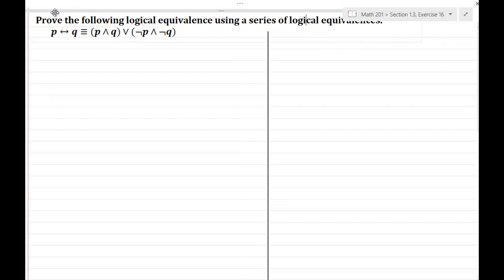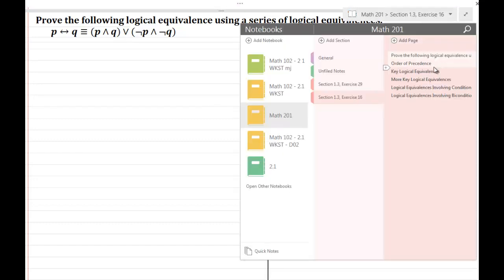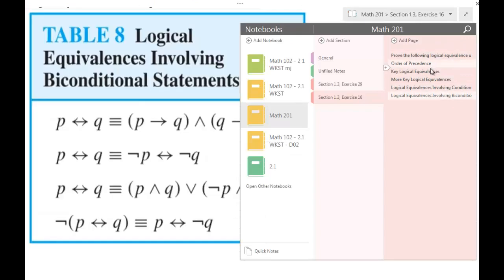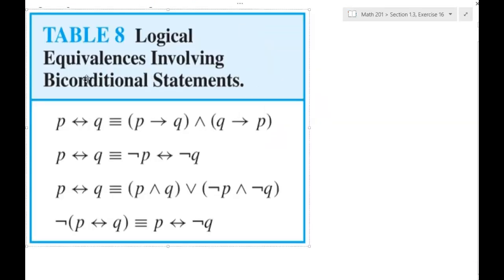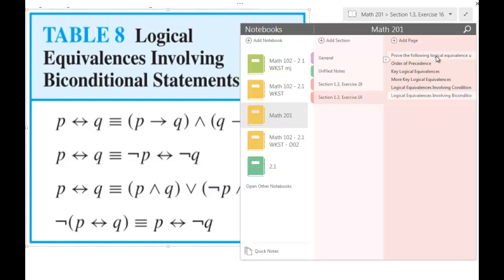So what we're doing is trying to show P if and only if Q is logically equivalent to P and Q, or not P and not Q. And if you notice here, this is listed in the table with logical equivalences involving biconditional statements, okay? But you can't say, see table 8, this proves logical equivalence. That's silly. That doesn't make sense. It's like saying, well, that's the way it is, right? It is the way that it is. That doesn't make sense. So we're going to prove it with all the other logical equivalences that we know.